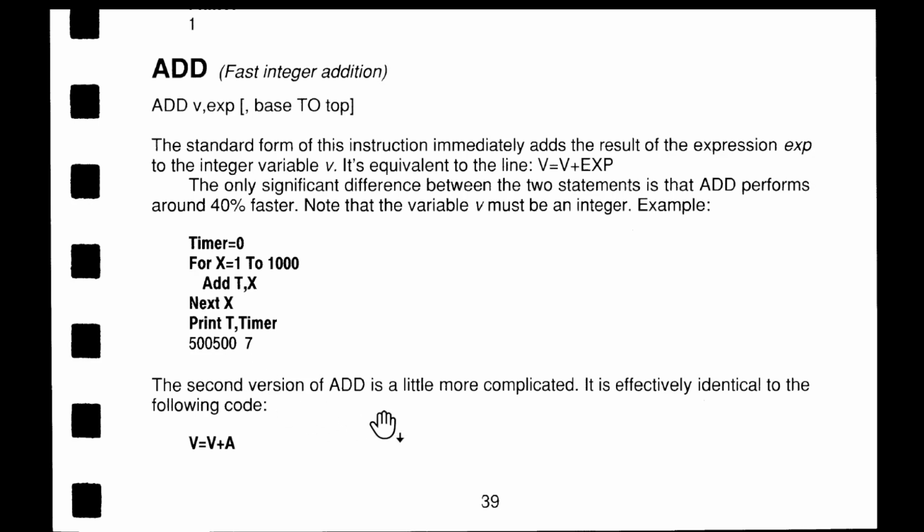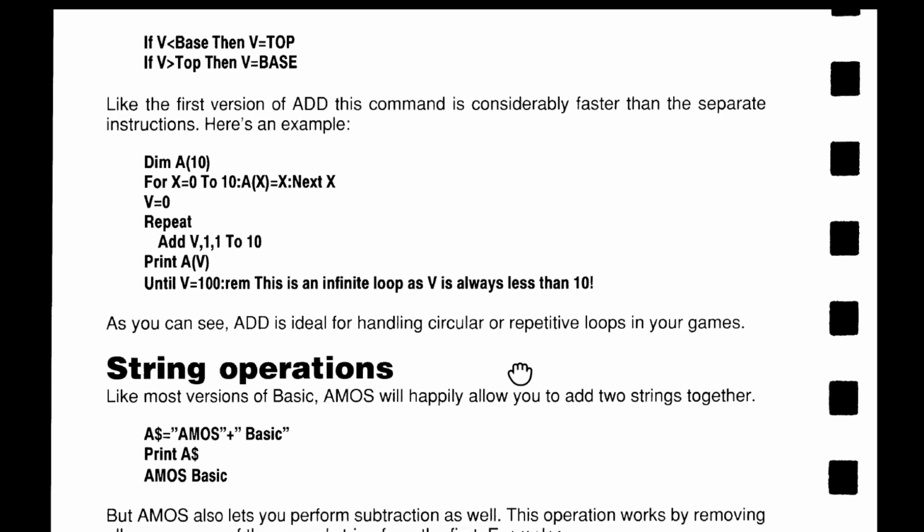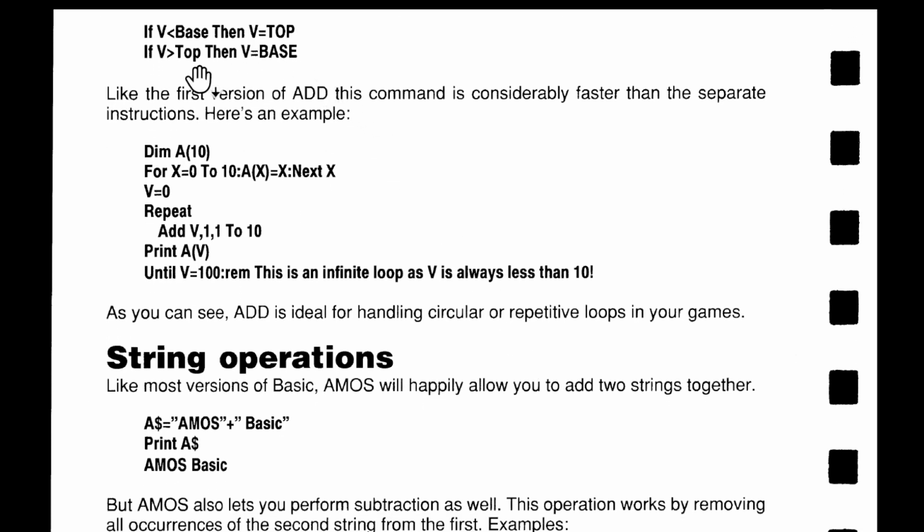The second version of Add is a little more complicated. It is effectively identical to the following code. V equals V plus A. If V is greater than top then V equals base. Like the first version of Add, this command is considerably faster than the separate instructions.